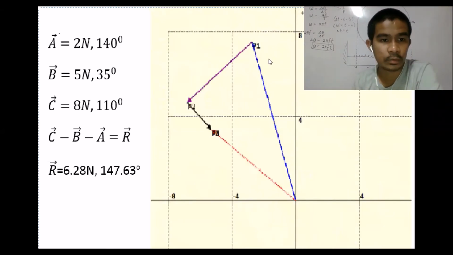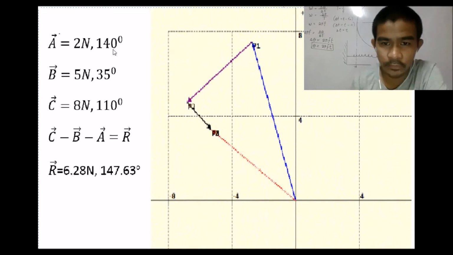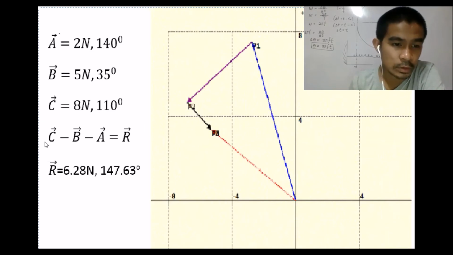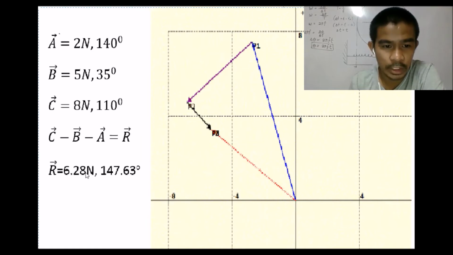So this is how it looks when you use the graphical method of determining the sum of vectors. Here vector A, 2 Newton, 140 degrees, vector B, 5 Newton, 35 degrees, and vector C is 8 Newton, 110 degrees from positive x-axis in counterclockwise direction. So we wish to look for vector C minus vector B minus vector A equals vector R. So by component method, we found out that vector C minus vector B minus vector A is approximately 6.28 Newton, 147.63 degrees from positive x-axis.